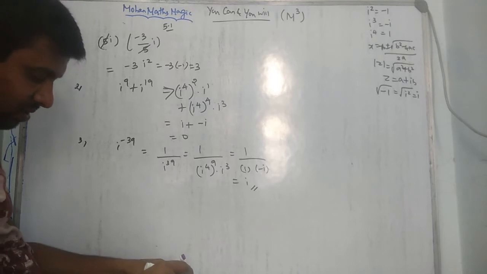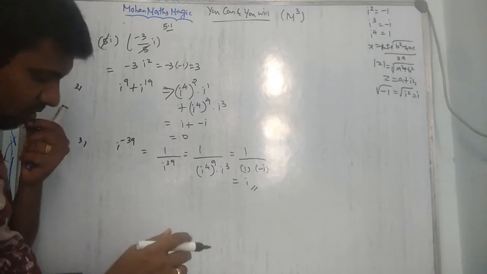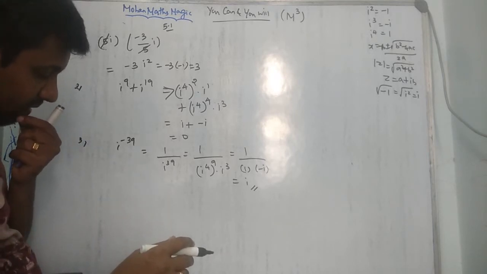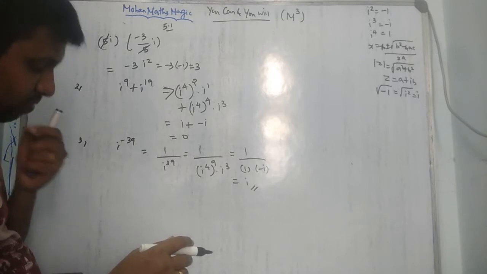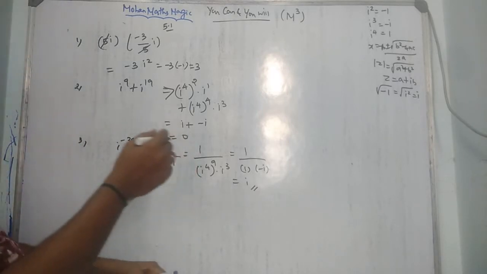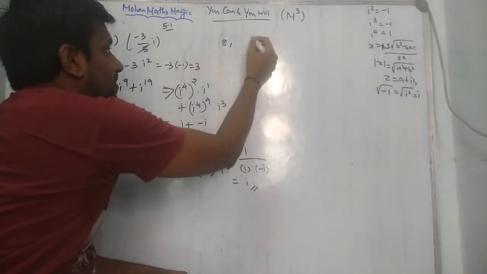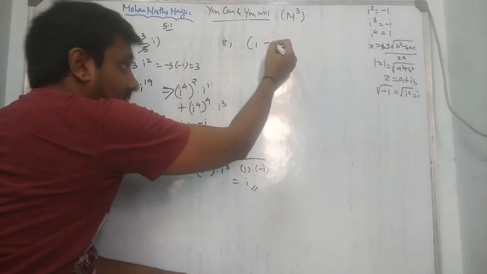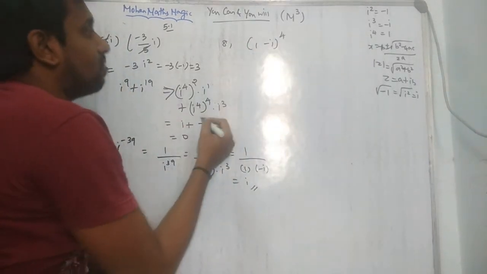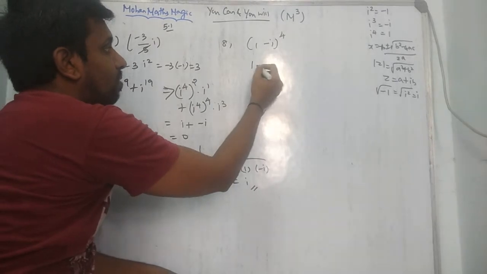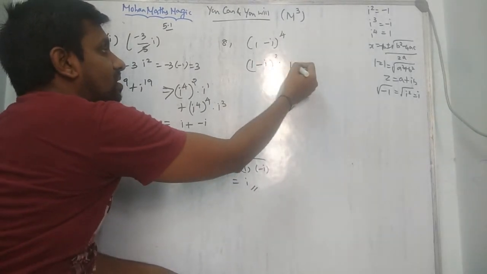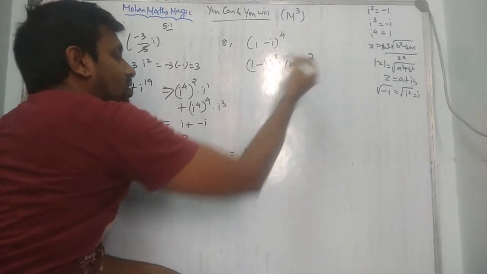Question number 8, find the multiplicative inverse... Remaining all this on the same model. (1 minus i) whole to the power 4 can be written as in question number 8. Question number 8 seems to be difficult. (1 minus i)^4 can be written by two methods: (1 minus i) whole square into (1 minus i) whole square. Like this also you can write.